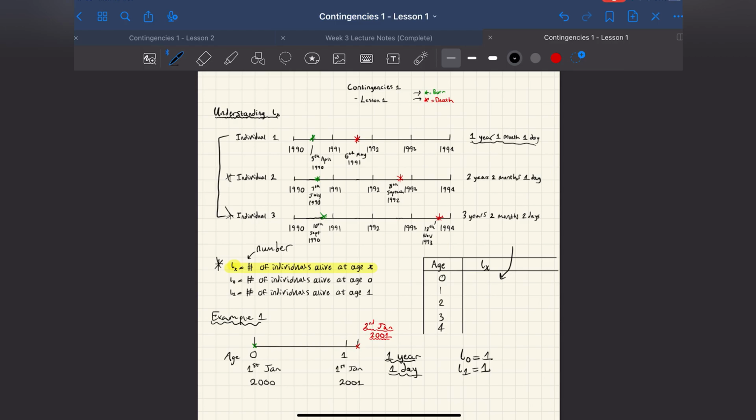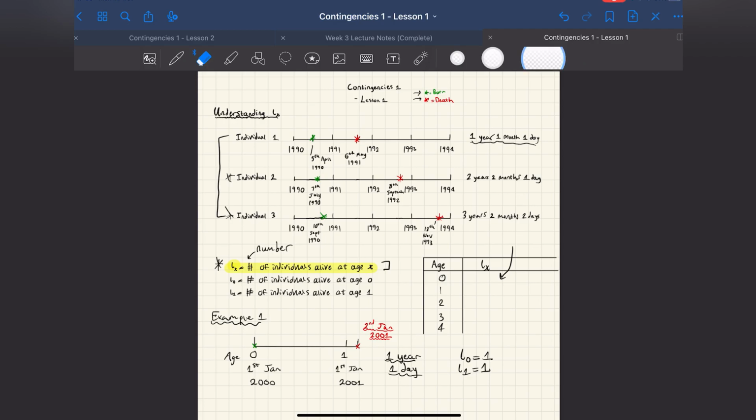The reason I say this is because this is the definition that you'll find in perhaps textbooks and your teachers will tell you, but a better way of understanding what LX is: LX would be the number of individuals who are alive during their Xth birthday. So for example, L1, the number of individuals who are alive during their first birthday, L20, the number of individuals who are alive during their 20th birthday, and so on.